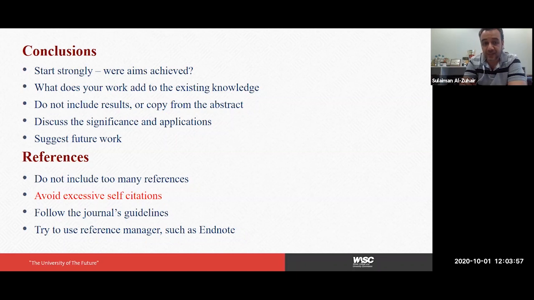Discuss the significance and applications and suggest future work. You open the door for more work to be done. So what is still to be done in that sense?